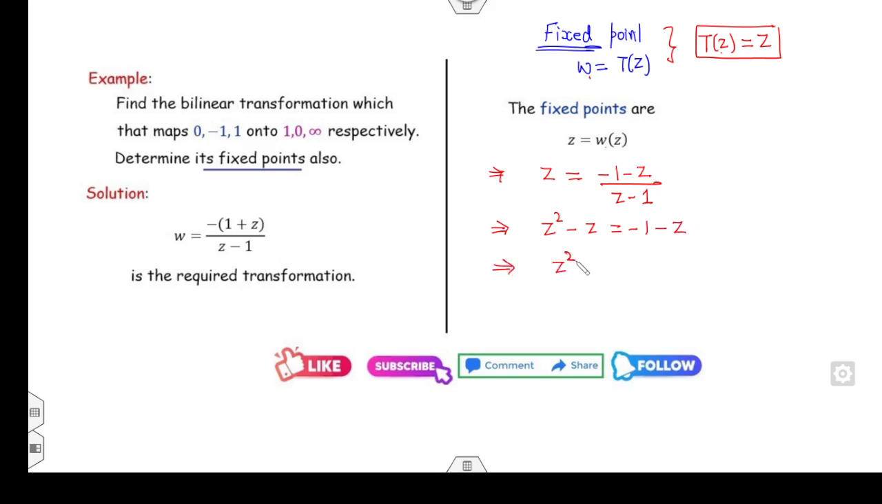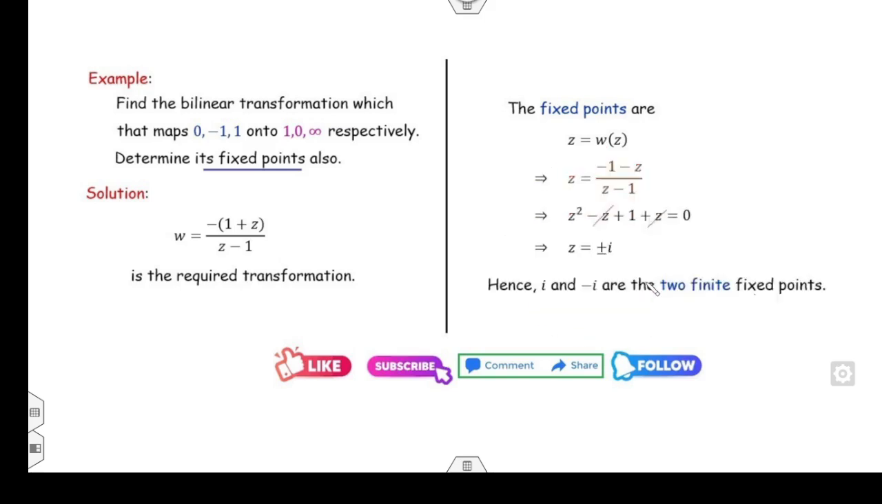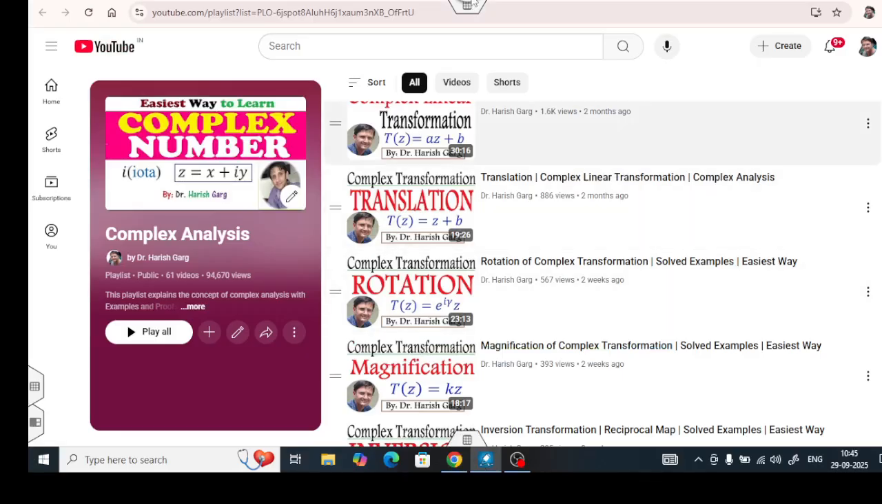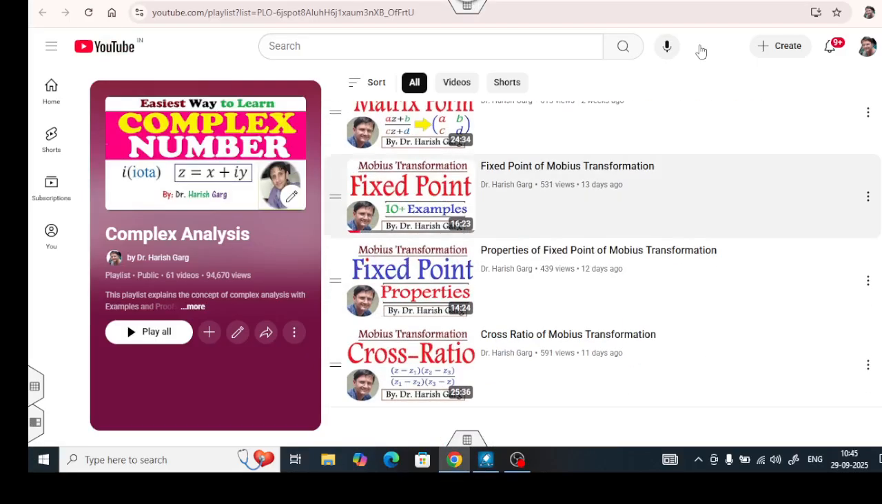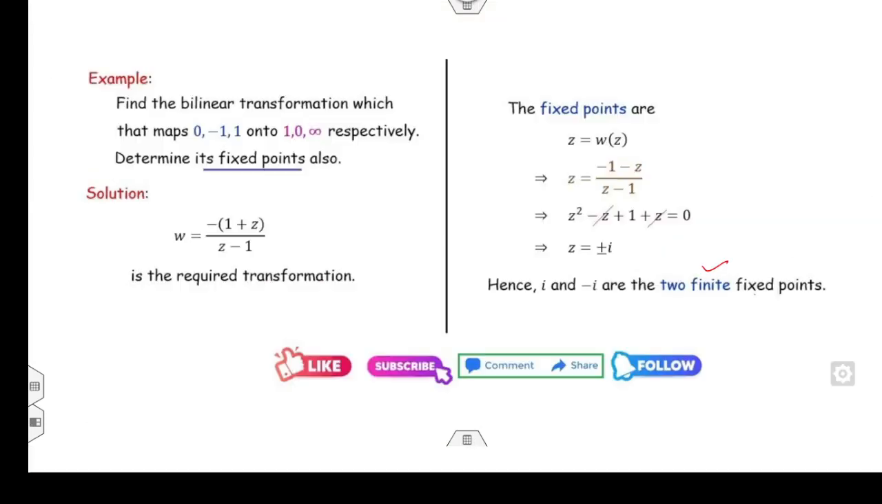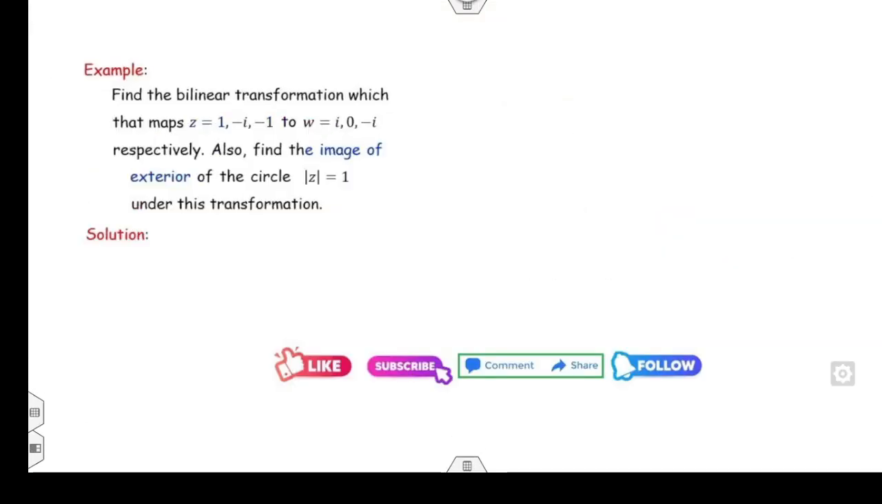That will be z square is equal to minus 1. Hence, there are two fixed points, which come to be plus iota and minus iota. So there are two finite fixed points. For more detail about the fixed points, you can watch the lecture related to fixed points. Ten plus examples are already available in the playlist. Okay, look at the next one.